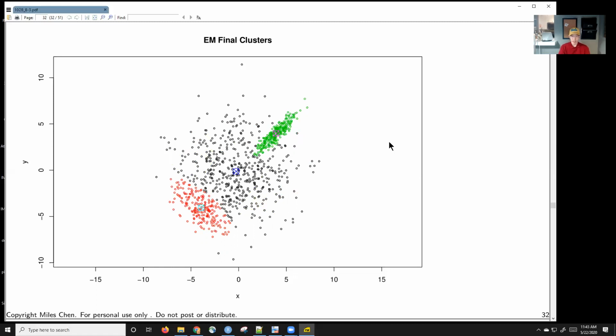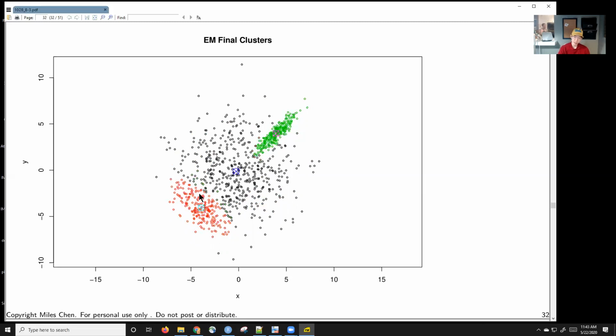If we compare these findings to the original assignments where we know the answers, we can see it did a pretty good job. And again, like k-means clustering, the actual cluster labels, which one's black, which one's red, and which one's green, are completely arbitrary. The EM algorithm called this one green and this one red, but it doesn't matter. It's just that these ones are one cluster and these ones are another cluster. And we can see it does a pretty good job.